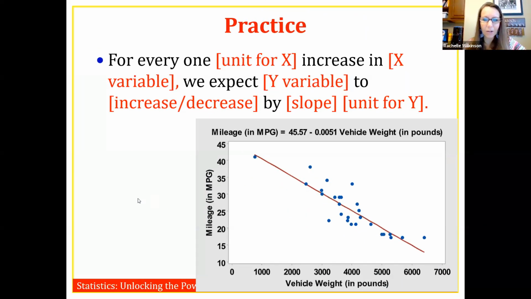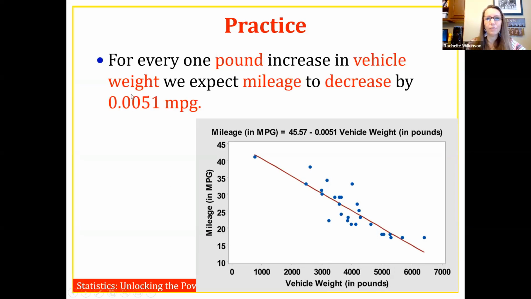All right, let's talk about what you got here. So the X variable was vehicle weight. It was measured in pounds. The Y variable was mileage measured in miles per gallon. So you should have gotten something like this. For every 1 pound increase in vehicle weight, we expect mileage to decrease by 0.0051 miles per gallon. So this one was decrease because our slope was negative. So how did you do? Thumbs up, thumbs down?